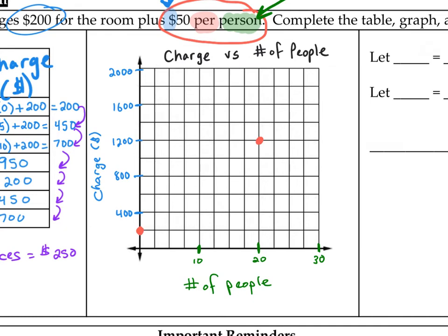Then, since you know this is going to form a straight line, use a ruler, of course, and draw a straight line through those 2 points. And then every other point that should be on that graph will be on that graph. So that's how you make the graph.